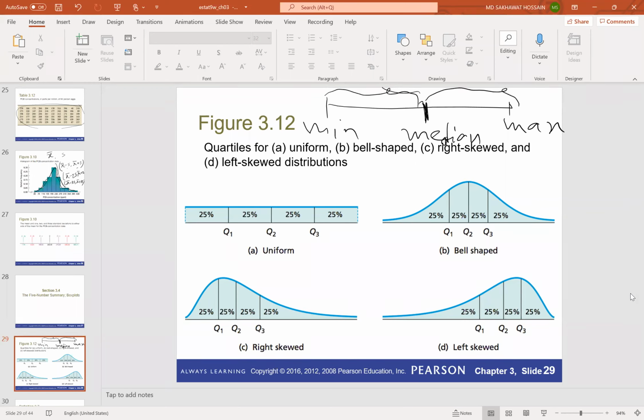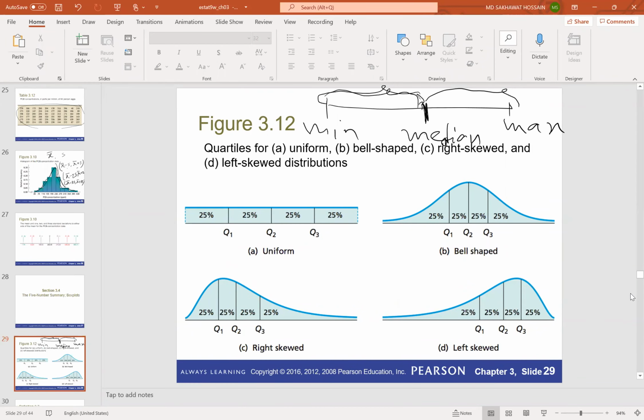So now if you consider the left half of the data set as a complete data set, and the right half of the data set as another data set, then we can also find the mid value of this data set, right? And we can also find the middle value of this data set. So the middle value of the data set on the left side is called the first quartile. So this is Q1. And the median is called the second quartile, which is Q2. And the middle value of the right half of the data set is called the third quartile or Q3.